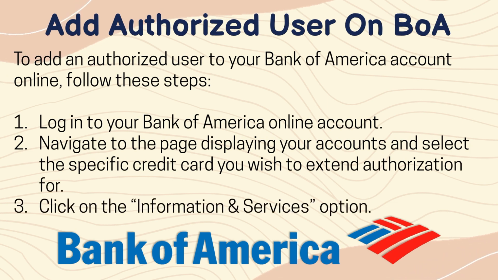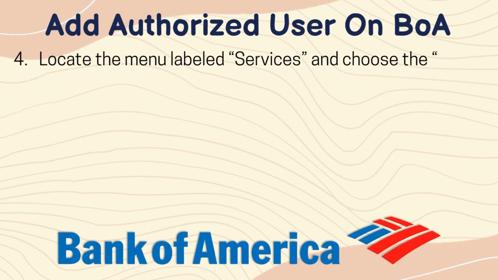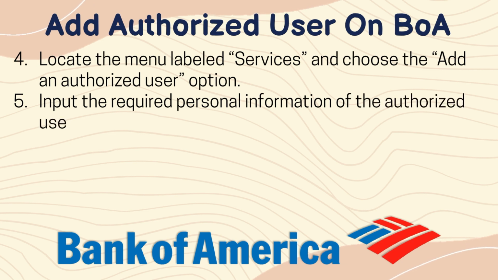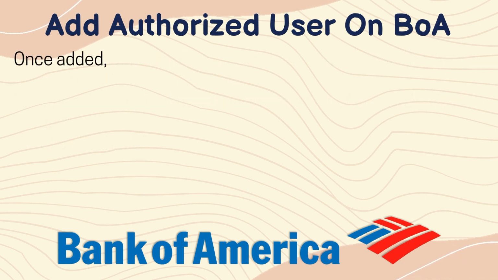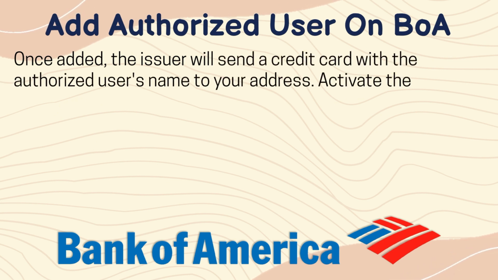Click on the Information and Services option. Locate the menu labeled Services and choose the Add an Authorized User option. Input the required personal information of the authorized user. Click Submit. Once added, the issuer will send a credit card with the authorized user name to your address.